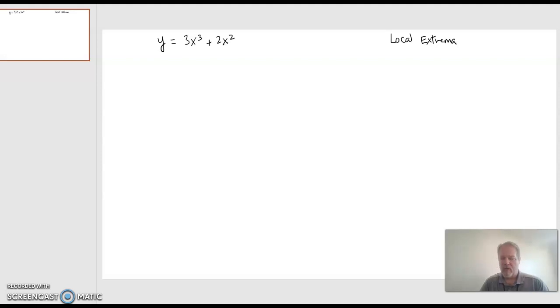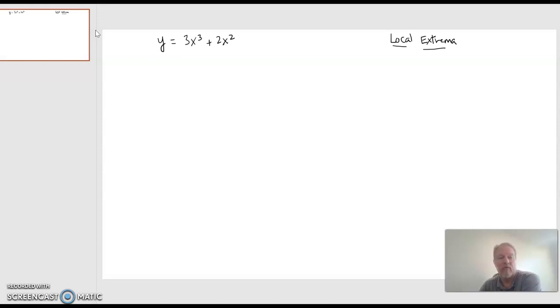All right, we're going to look at this problem that I started on the board today. y equals 3x cubed plus 2x squared, and we're going to find the local extrema, right? The local maxes and mins, the relative extrema, local max and mins, all the same thing. So local extrema can occur where the first derivative is 0 or undefined.